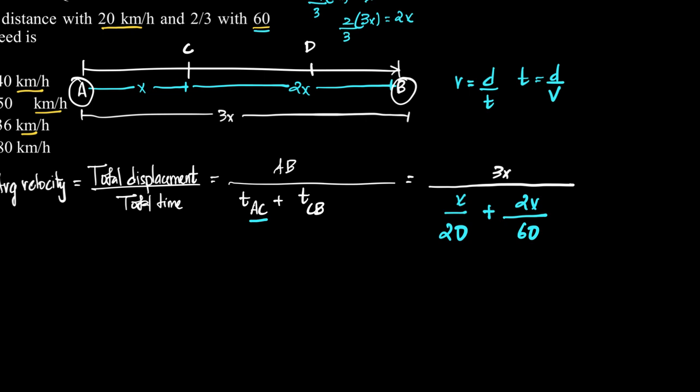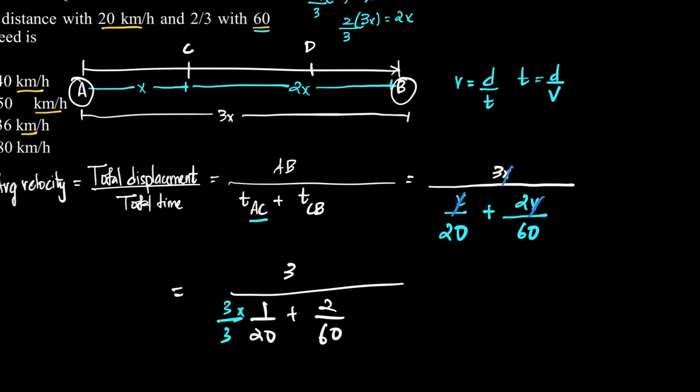Now we can say further that this is equal to 3x the whole upon. Okay, let me cancel x from numerator and denominator because it is present in both. Then what are we left with? 3 by 1 by 20 plus 2 by 60. Let me just write 2 by 60 alone, and then I'll multiply 3 in both numerator and denominator. So what do you get? 3 upon 3 by 60 plus 2 by 60.